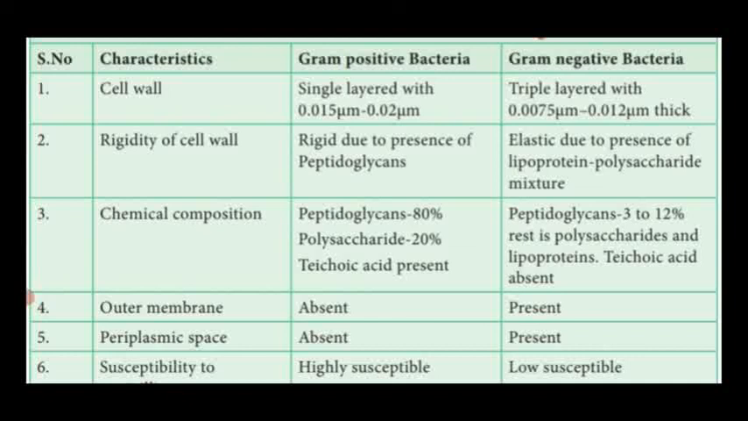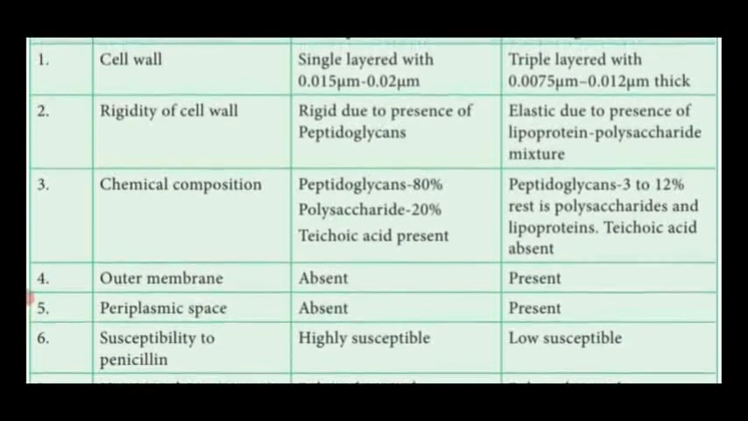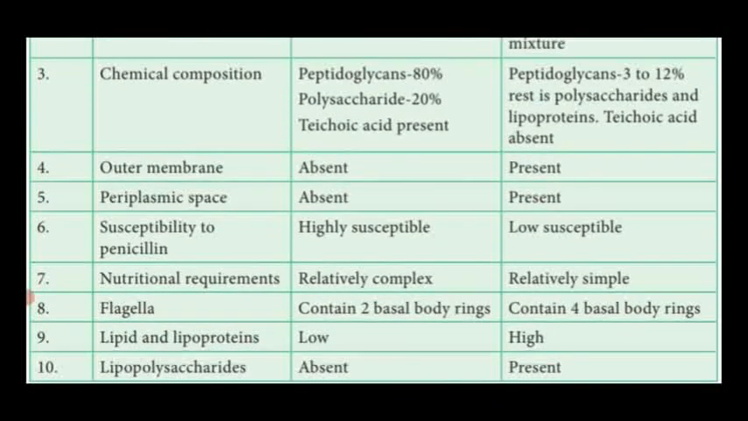Then susceptibility to penicillin. That means how these bacteria respond to penicillin. Gram-positive shows high susceptibility. That means it is easily affected. But gram-negative bacteria show low susceptibility. Then nutritional requirement. The gram-positive is relatively very complex, but gram-negative is very simple.